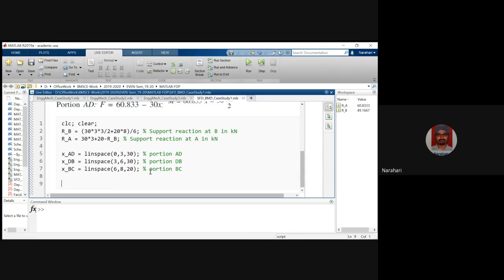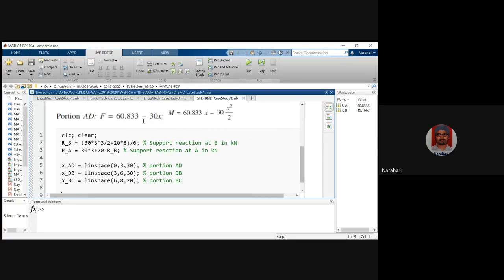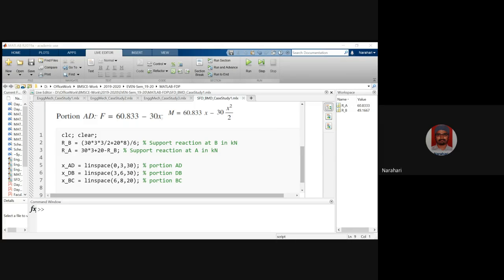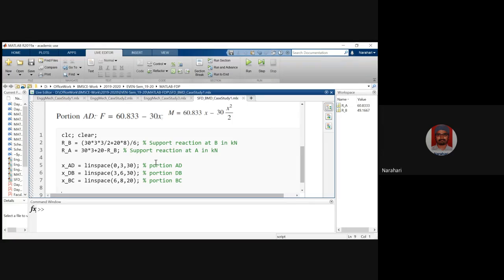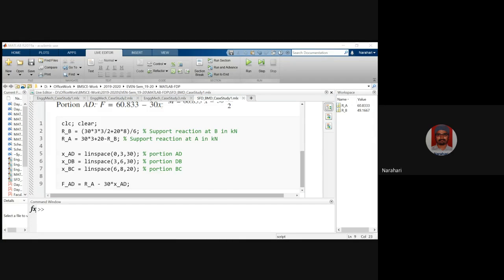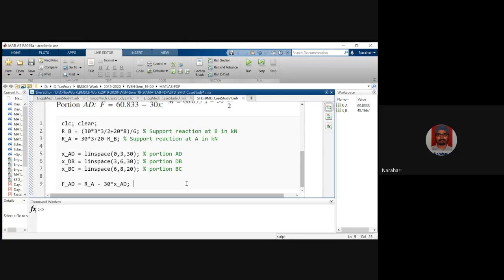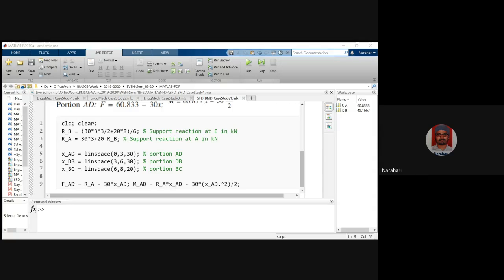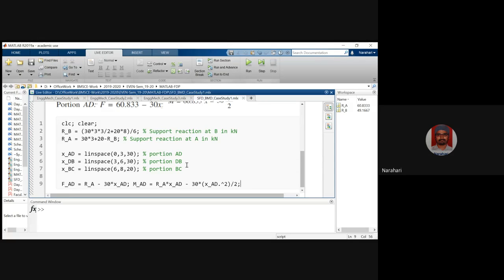Now, based on these expressions, I'll try to code it here. Very simple. Instead of writing 60.833, I am writing RA, which is automatically 60.833, minus 30 into X times AD. That is the force equation. I will write the moment equation here itself so that you can view it easily. By the way, if you want, I will copy paste this whole code for your reference. The code appears big, but it's a very simplistic way of doing it without going for any for loop or anything like that.